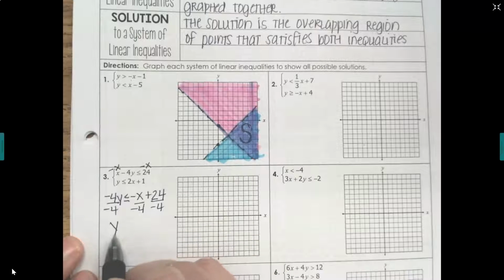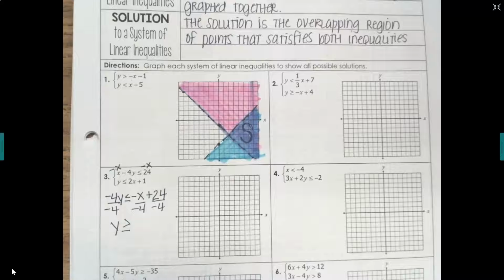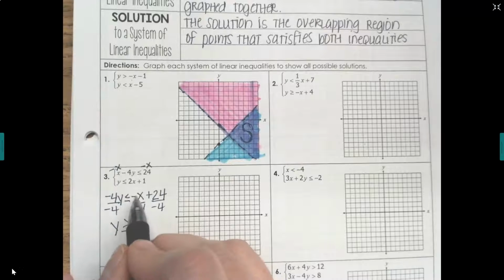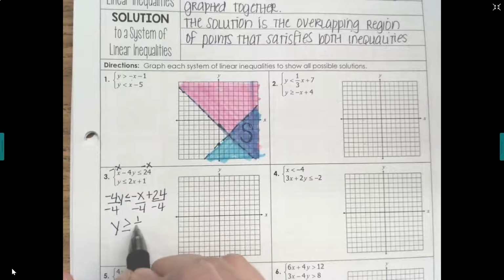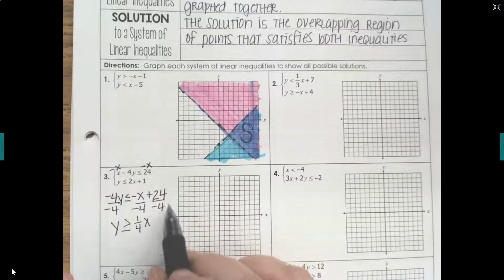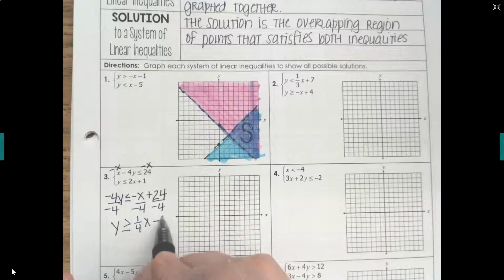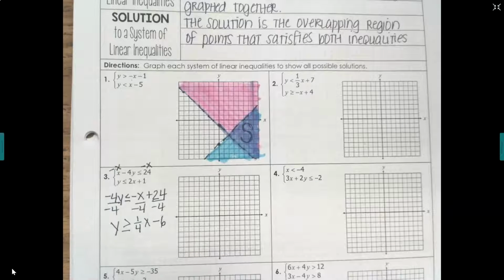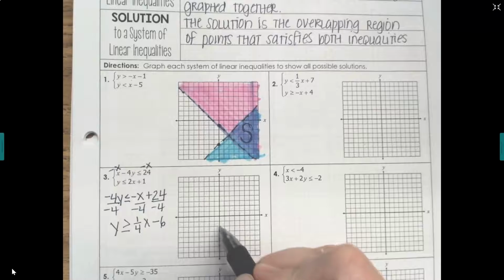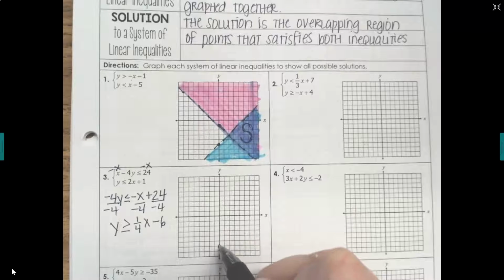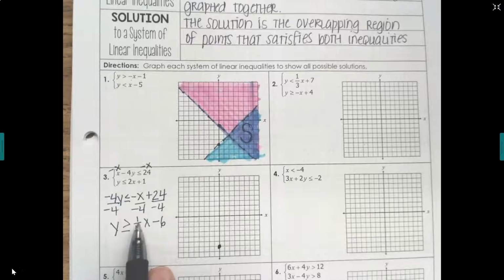And I get y is going to be greater than, because I divided by a negative, so it changes the direction of my inequality. -1 over -4 is a +1/4 x. Positive 24 divided by -4 is -6. So let's graph that one first. 1, 2, 3, 4, 5, 6. There's our -6. This says rise 1, run 4.